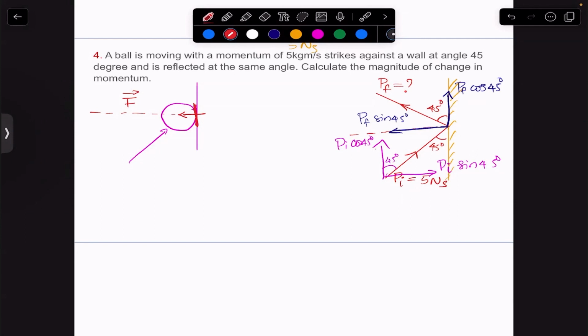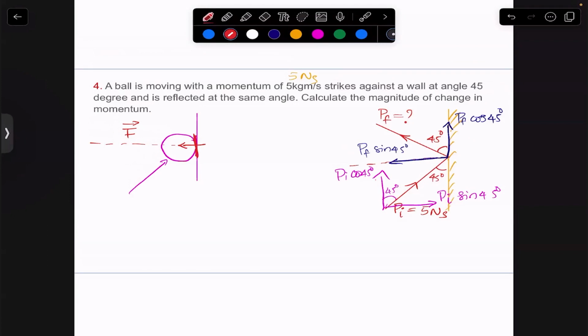We know by Newton's second law that the change in momentum is given by the net force. So if there is a force acting only in the horizontal direction, only the horizontal momentum will be changing, because there cannot be a change in momentum in the vertical direction as there is no force acting in the vertical direction. Please note that we are not considering the gravitational force here, because all the physics problems we are solving right now are with some assumptions, so we are not considering gravity at all.